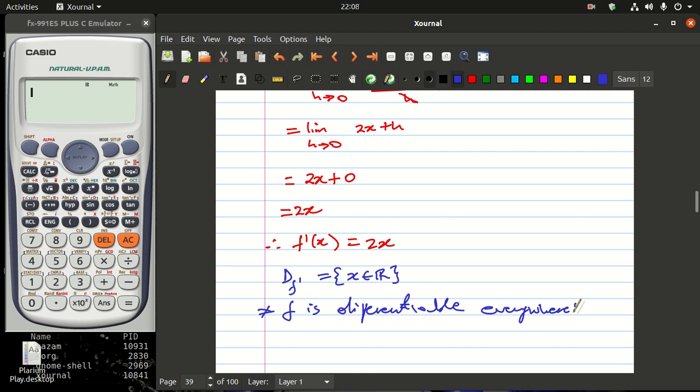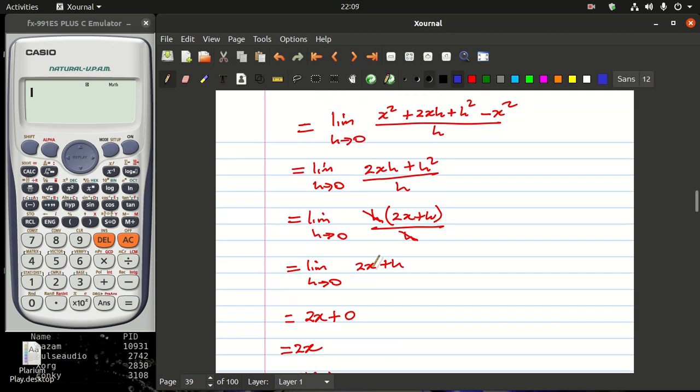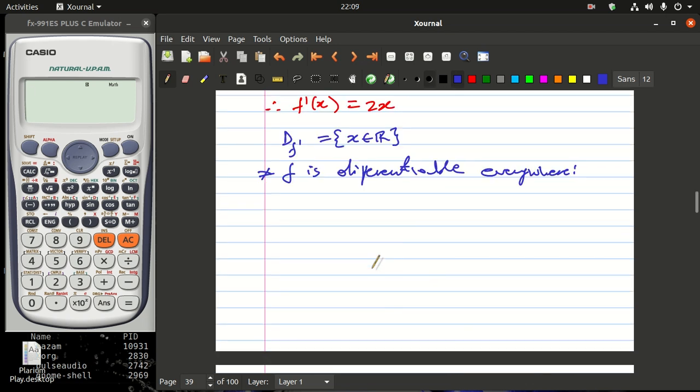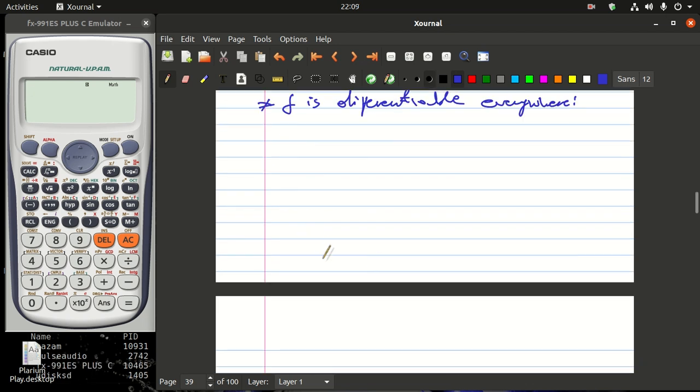So that's what is important here. So it is differentiable everywhere. That's what is important here. Let's talk now about number C.